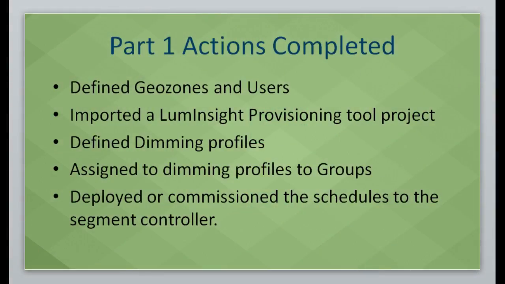Here is a quick review of what we've done so far. We've defined geozones and users. We've imported a LumInsight Provisioning Tool project into the system. We've defined dimming profiles, assigned the dimming profiles to groups, and finally deployed or commissioned the schedules to the actual segment controller. In the next part, we will review some of the operational characteristics of the CMS.